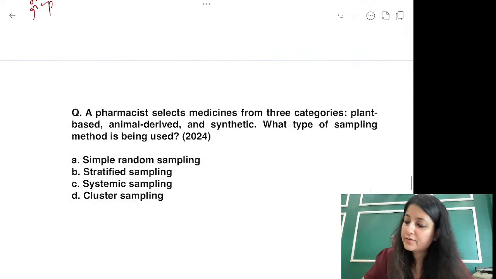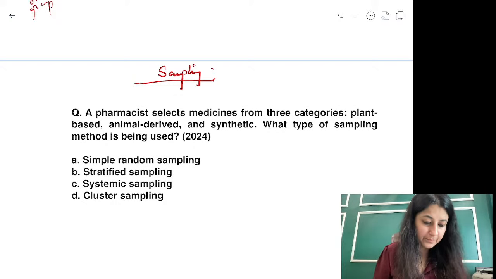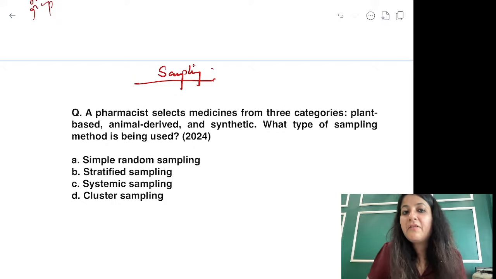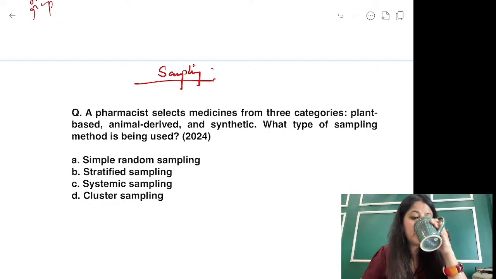Let's go to another question. Now a couple of questions from sampling, guys. We have 3 more topics to do. Sampling, graphs and types of errors. A pharmacist selects medicines from 3 categories: plant-based, animal-derived, synthetic. What type of sampling method is being used?